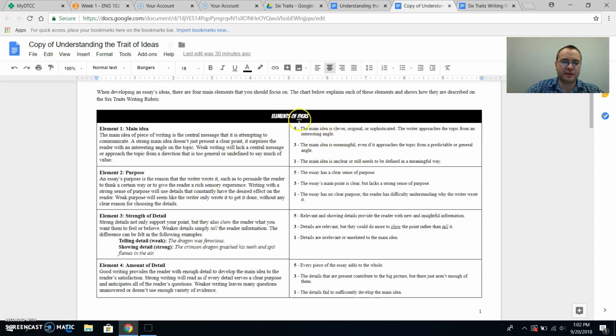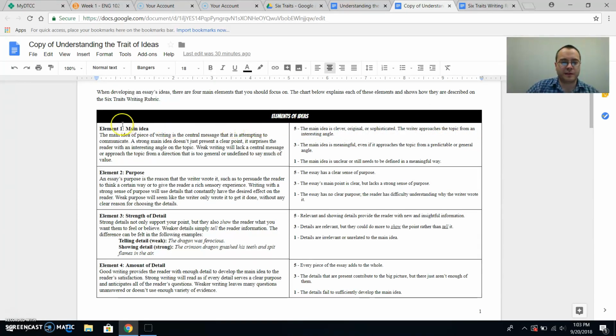Okay, so this chart here shows you the 4 elements that make up an essay or a piece of writing's ideas. The main idea, the purpose, the strength of detail, and the amount of detail. So all of those things, when you're sitting down and measuring the ideas of a piece of writing, those are the main elements you're going to look at. Okay? And we've created a rubric that you can use to score each of those elements.